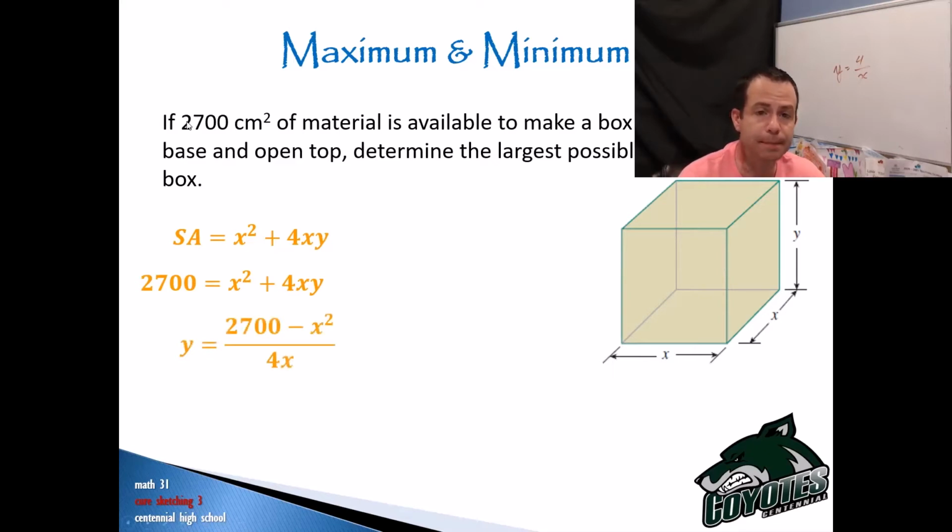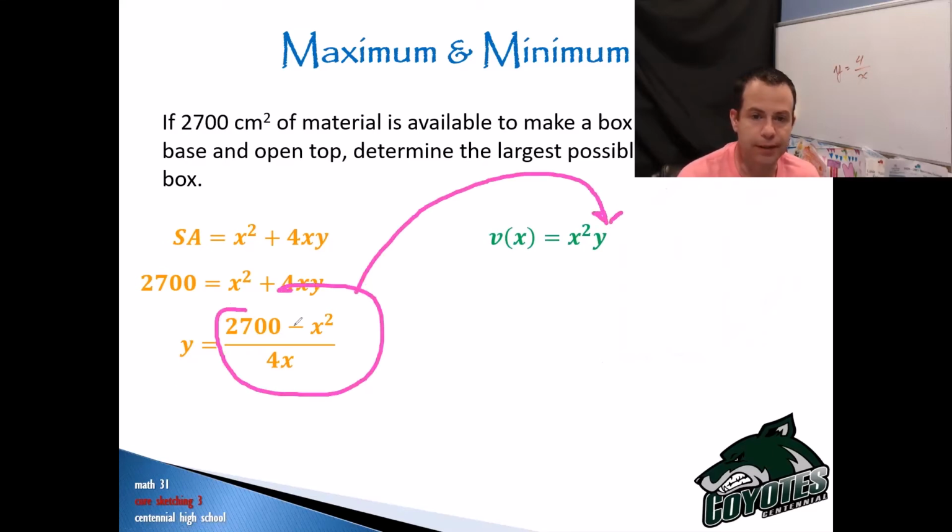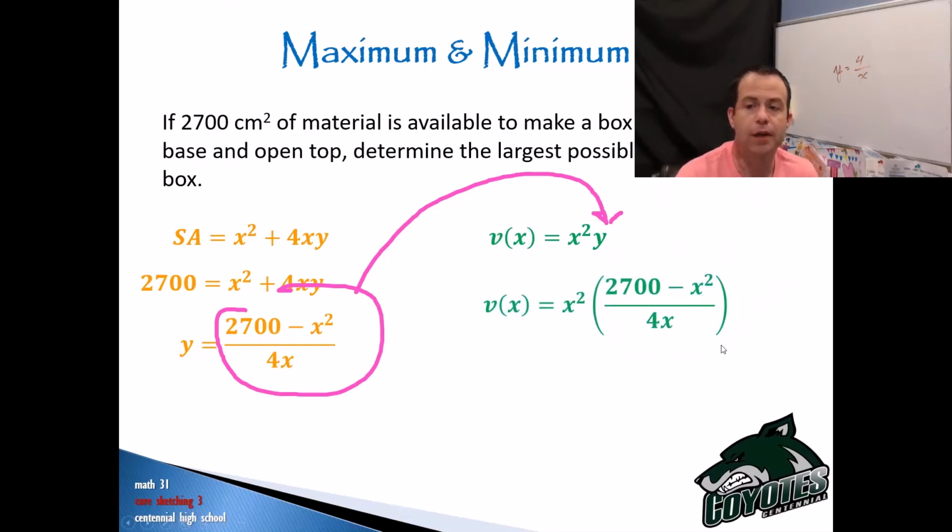So I used this piece that I knew, the surface area. I used that piece in order to get an equation that I could isolate y for and substitute into the equation I actually want to work with. The equation I actually want to work with is, I'm trying to figure out the largest possible volume. So the largest possible volume will be x by x by y, so x squared times y. But now I'm going to replace that y with this guy here. And so that becomes x squared times (2700 minus x squared) all over 4x.